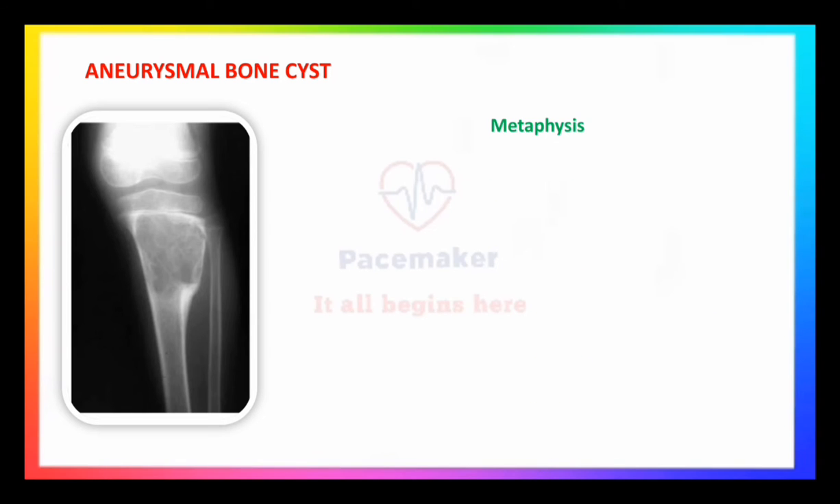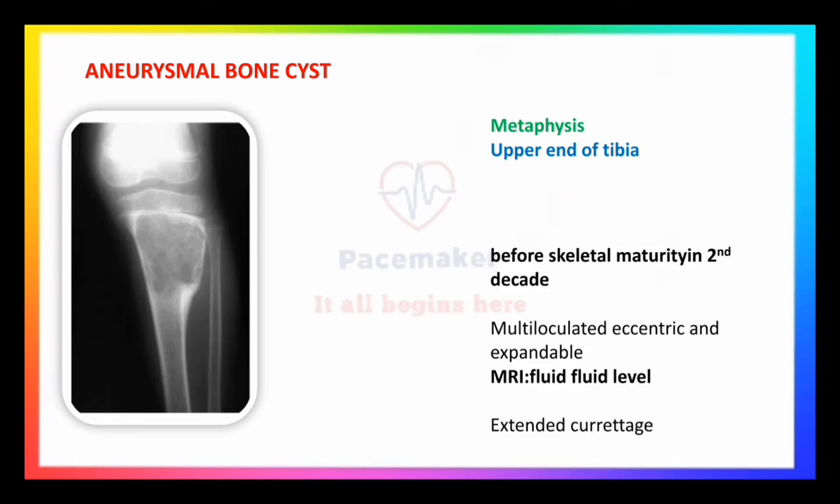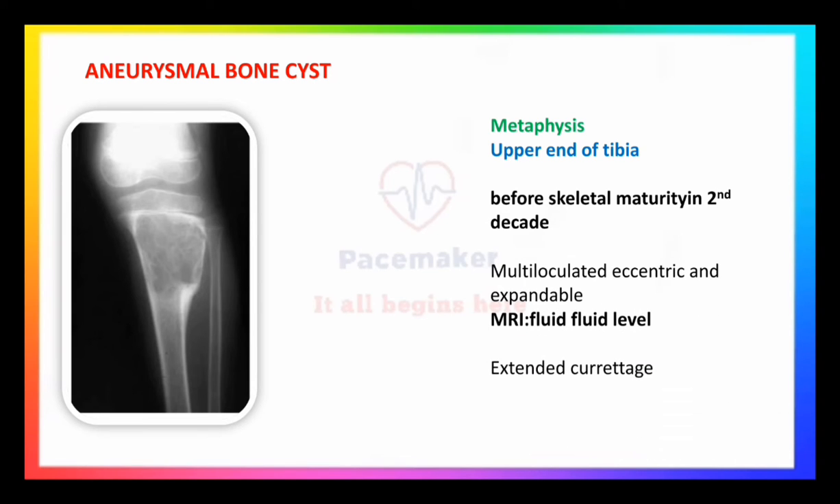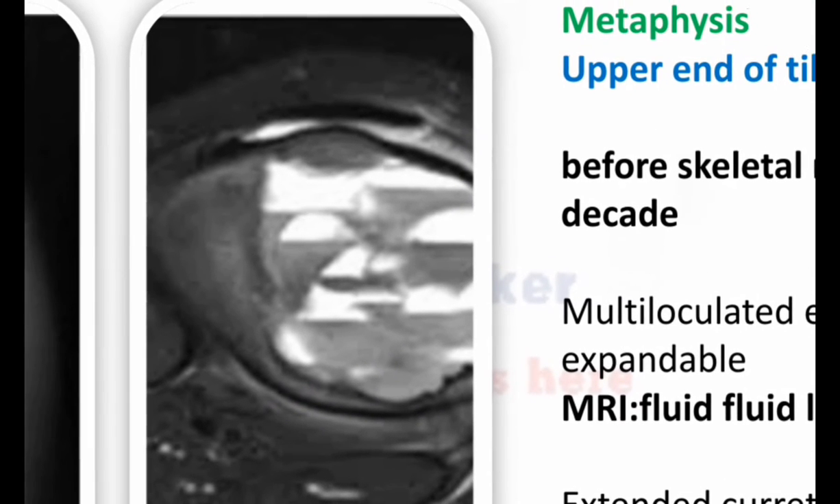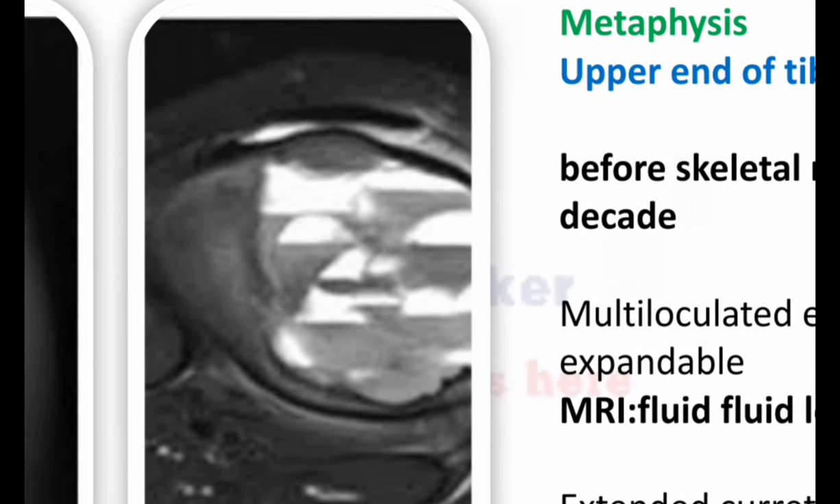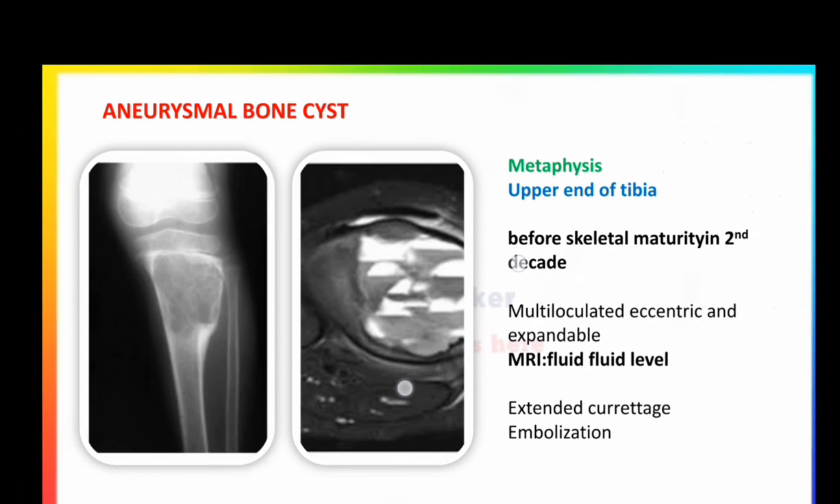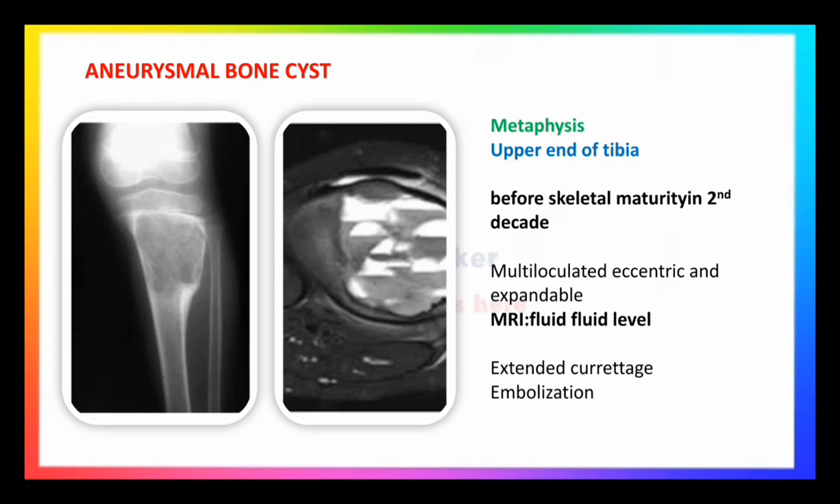Okay, this arises from the metaphysis of the long bones, most common site being the upper end of the tibia, presents before skeletal maturity, usually in the second decade of life, and this is a multiloculated, eccentric and expandable tumor. On MRI, you see the fluid sign. This is the MRI of the aneurysmal bone cyst showing fluid sign, and the treatment is extended curettage, and this is a vascular tumor, so you can consider embolization also.